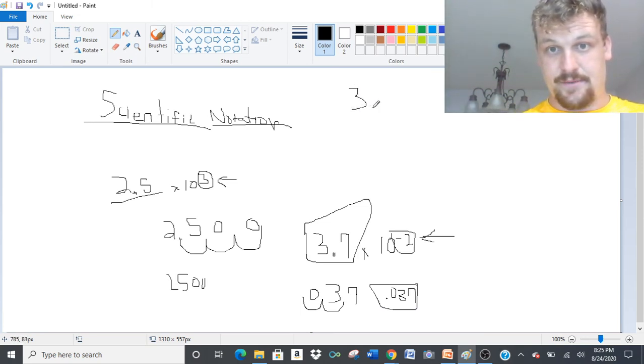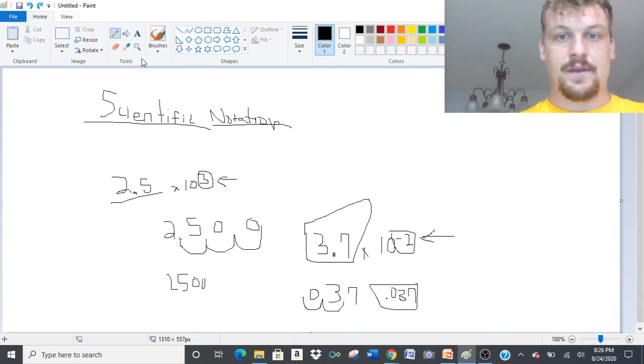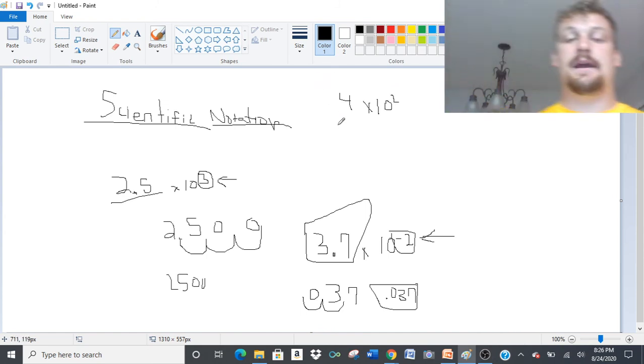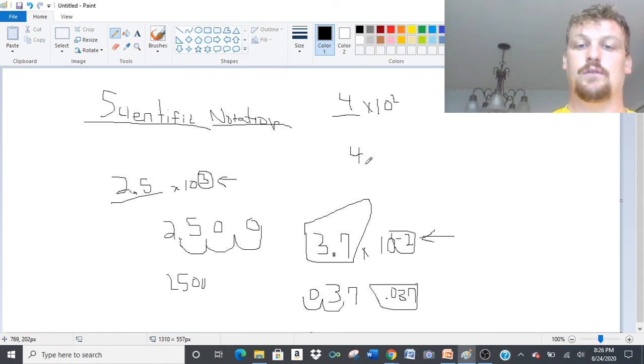All right, and we'll do one more, just to clarify that you probably got it. What if it's 4 times 10 to the second? You might remember our first thing is to rewrite this number right here. So we have 4. Now you might ask yourself, where in the world is that decimal? Well, for whole numbers, the decimal is always right after it.